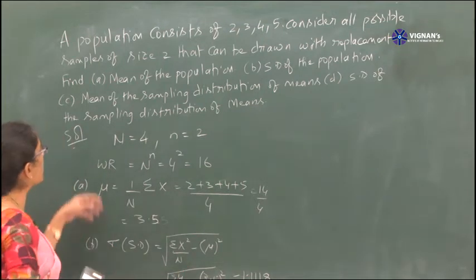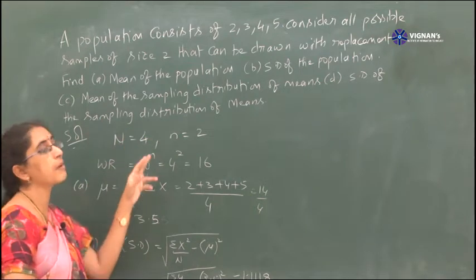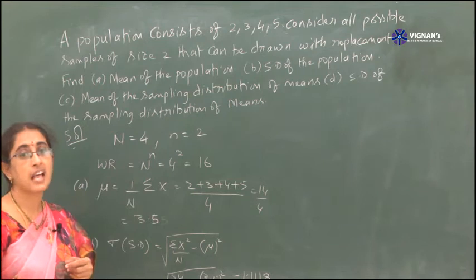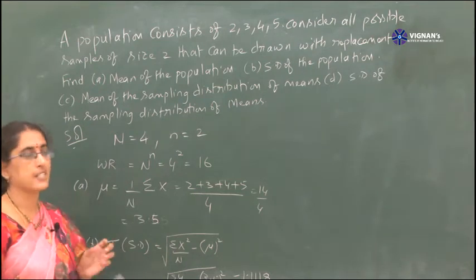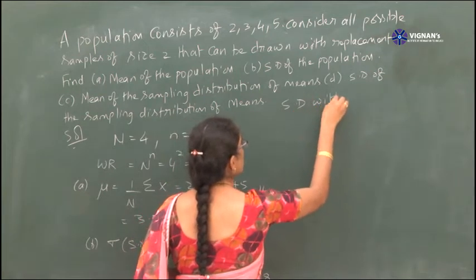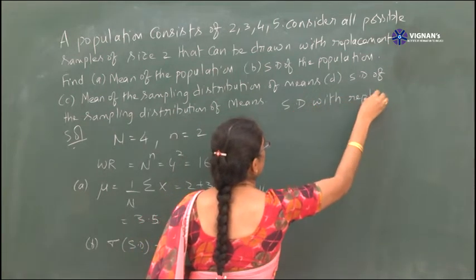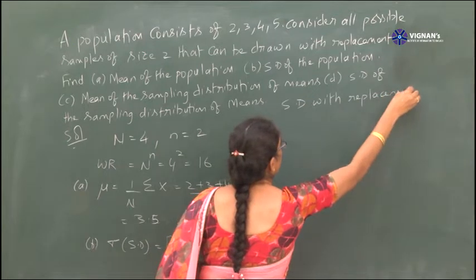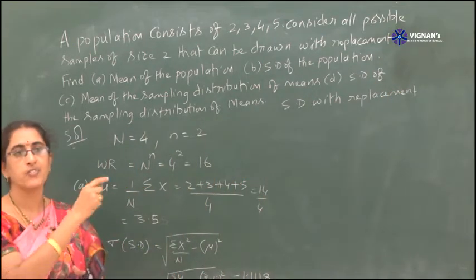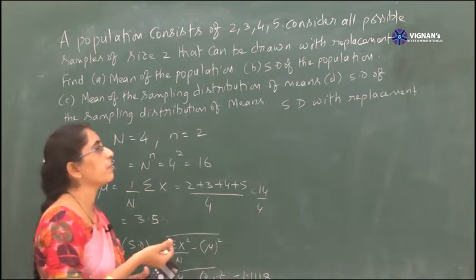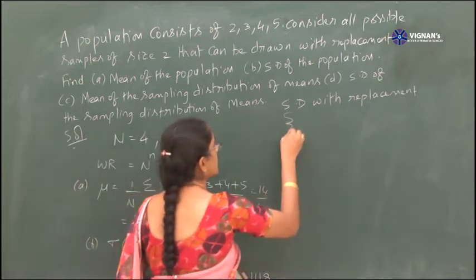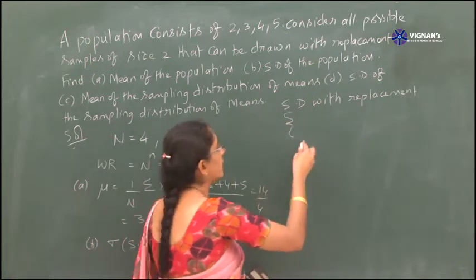Now the third part we have to find is the mean of the sampling distribution of means. First of all we have to consider the sampling distribution with replacement. Here we have to consider a sample of 2 elements from the population. With replacement means repeatedly we can take the sample. Let us consider 2, 3, 4, 5 as the elements.